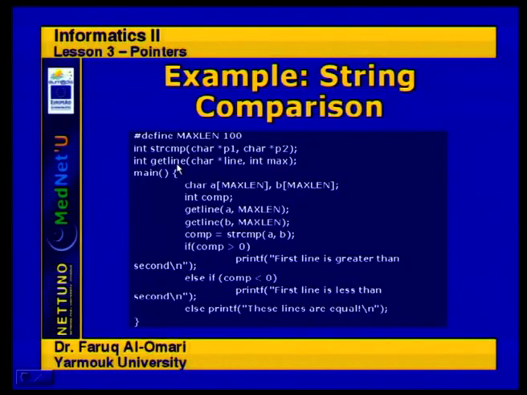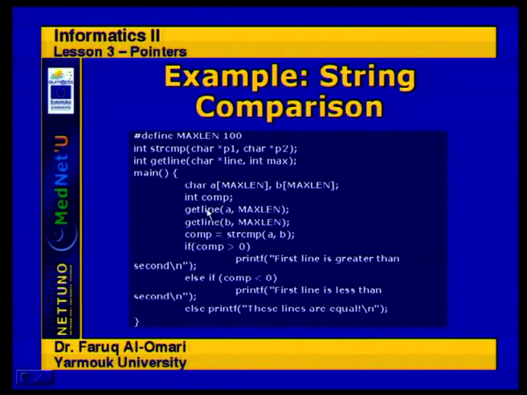Integer getLine is a function which allows me to get a line string from the keyboard. Let's get to the main function. Char A of max len, B of max len. I'm defining two arrays of type character to hold the two strings, A and B. Then I'm defining a variable called comp of type integer, which will contain the return value from the string compare function.